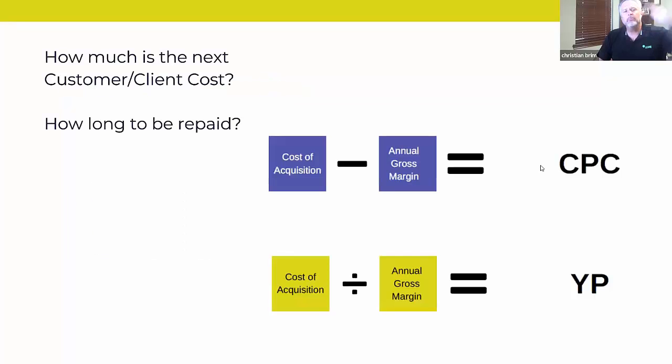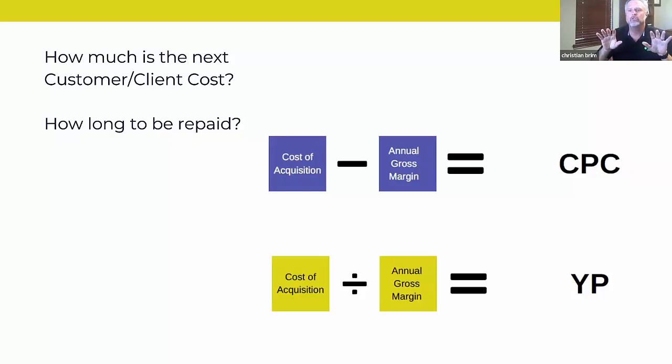So these components bring us to the core growth metric. It's basically two numbers. The first answers the question, how much is it going to cost me to bring in one new client? And it's a simple calculation. It's the cost of acquisition minus the annual gross margin. We've abbreviated it here to CPC, or cost per client. But that's an important number to know. If I want to grow 20% and that means X number of customers, what is that going to cost me?